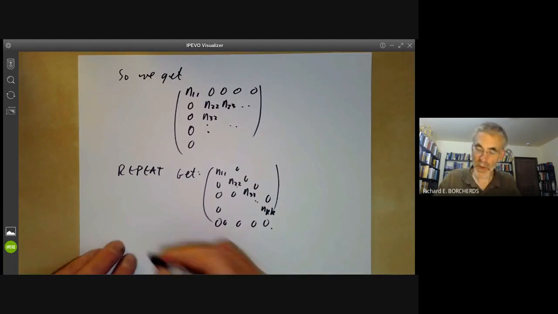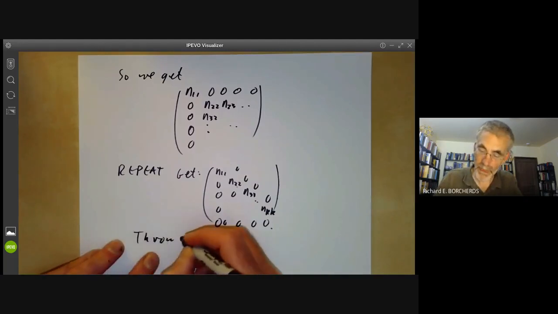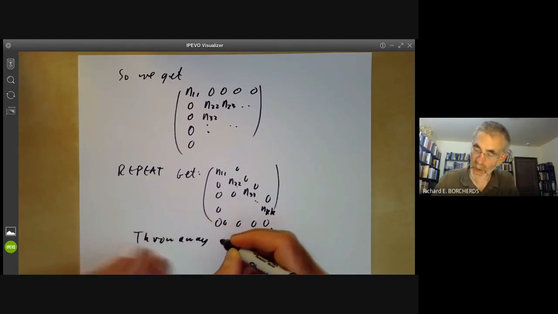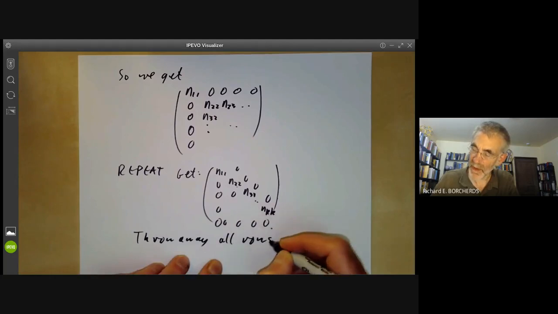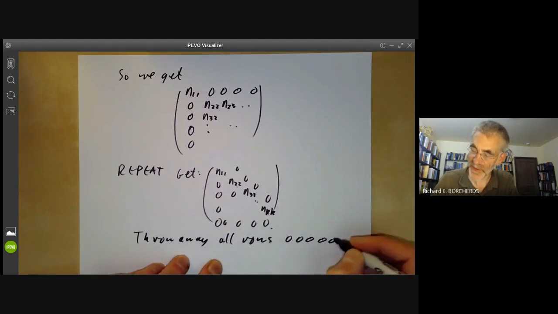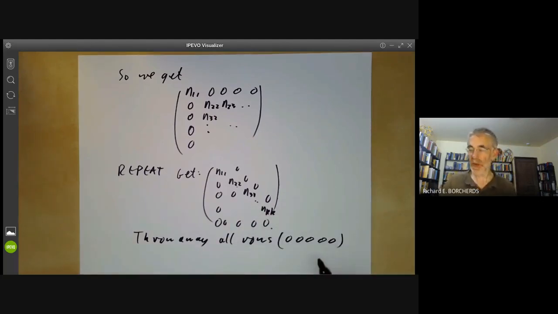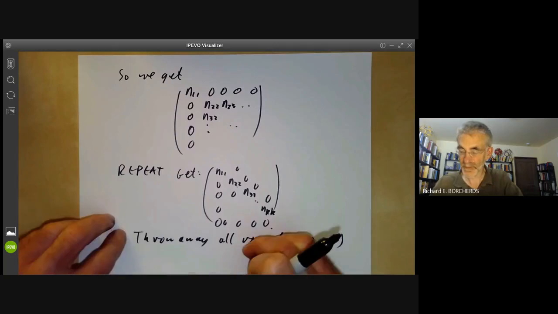Then we can throw away all rows of the form 0, 0, 0, 0, 0, because a relation that's telling you that 0 is equal to 0 is not really terribly useful, and you may as well discard it.